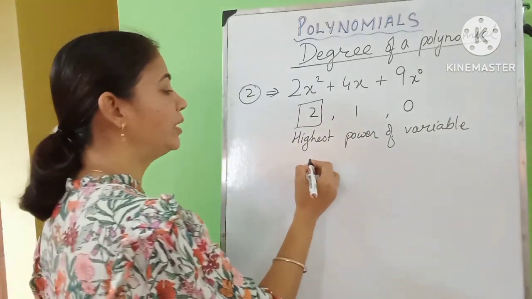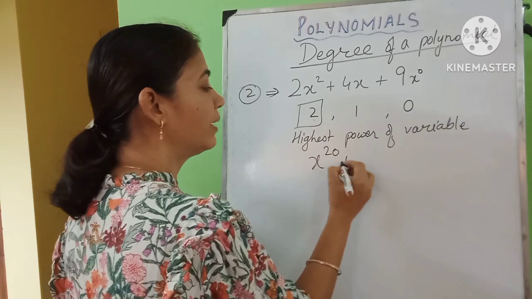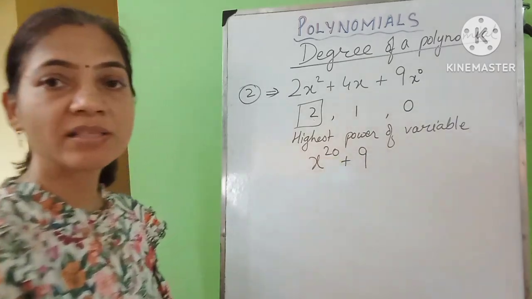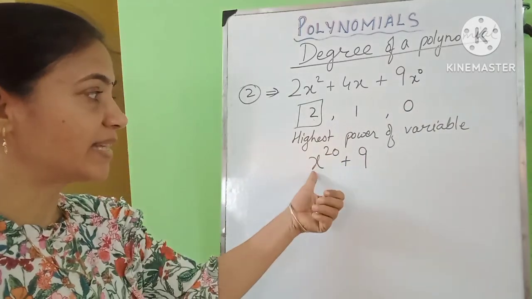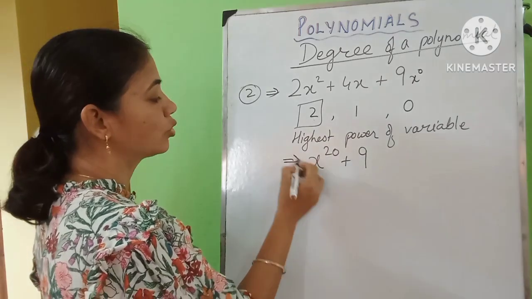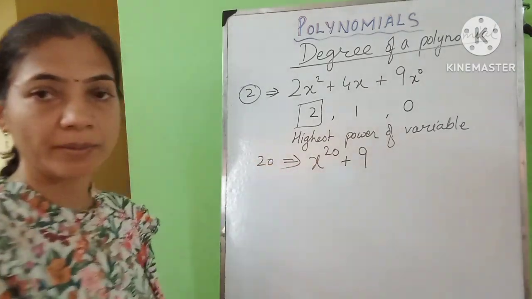Take one more example: x to the power 20 plus 9. What's the highest power of the variable? Variable is x, highest power is 20. So the degree is 20 over here.